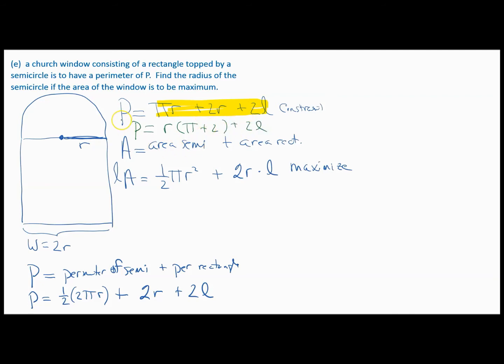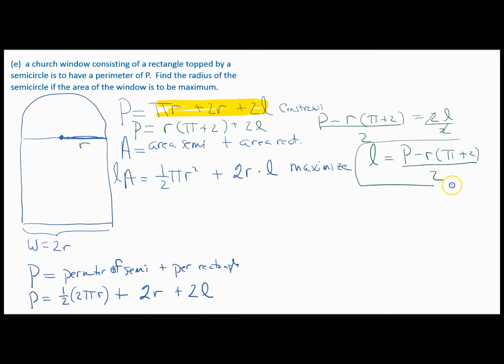I'm going to subtract the R times (pi plus 2). So you've got P minus R times (pi plus 2), because that's just a constant, that pi plus 2, is equal to 2L. And then to finally divide both sides by 2. So now I have L is equal to P minus R times (pi plus 2), all divided by 2.